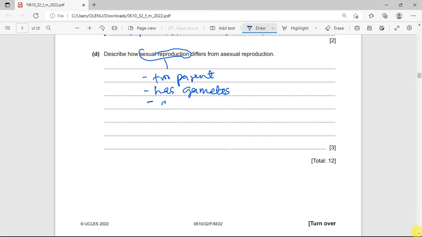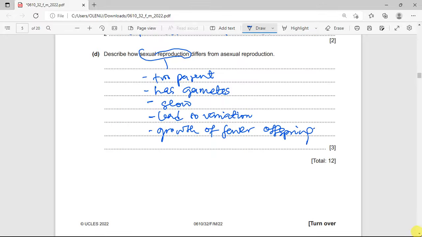Sexual reproduction is quite slow, takes a longer time than asexual reproduction. Sexual reproduction also leads to variation, while asexual reproduction doesn't lead to variation. Sexual reproduction usually leads to the growth of fewer offspring. Now that's it.